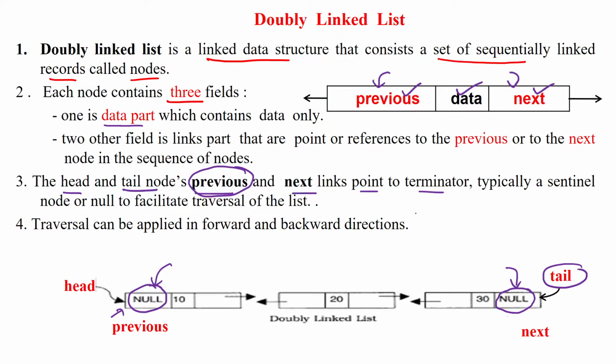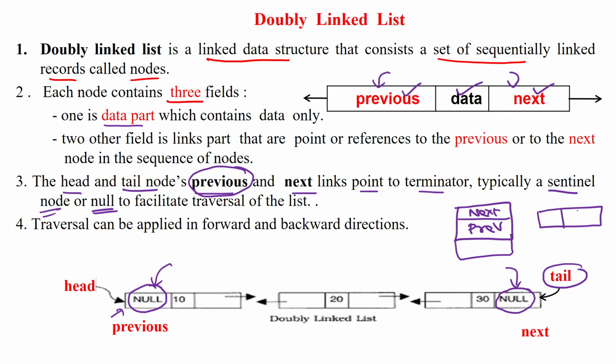This can be represented by using null, or one more approach is the sentinel node. A sentinel node will have only two fields: one is the next field, and another is the previous field. It will not have the data field. So this node is called a sentinel node. We can represent it in the horizontal way also.